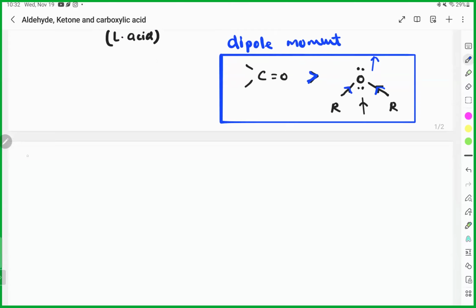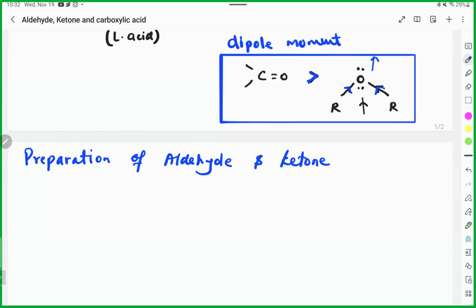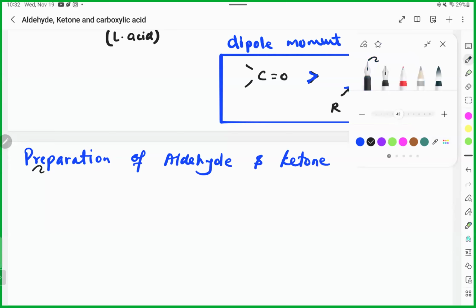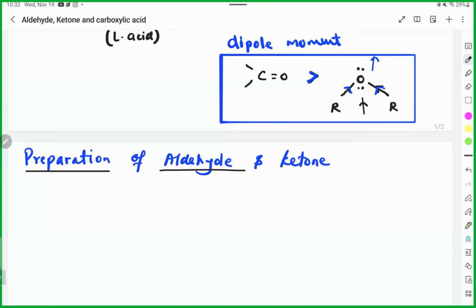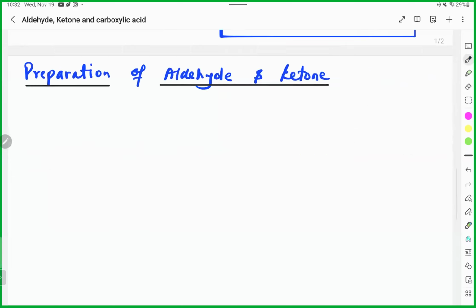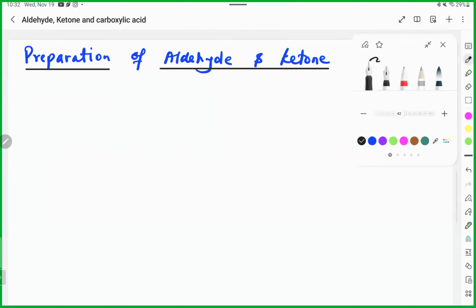When it comes to the preparation of aldehyde and ketone, it's quite easy because most of the things we already did in the previous chapter. So we are not doing anything new, but you have hydrocarbon parts here, Samarth. We did hydrocarbons already. That part will come into the picture.